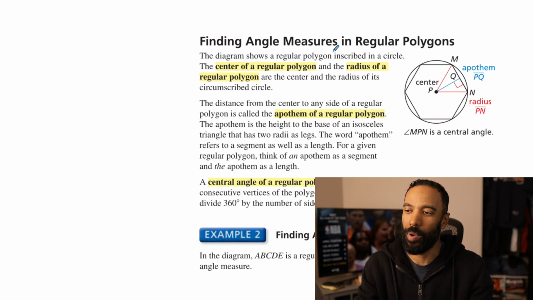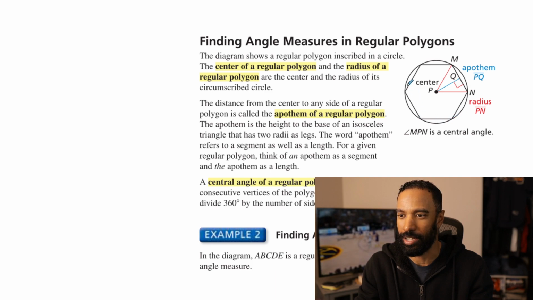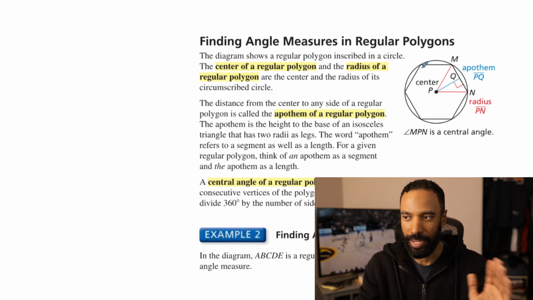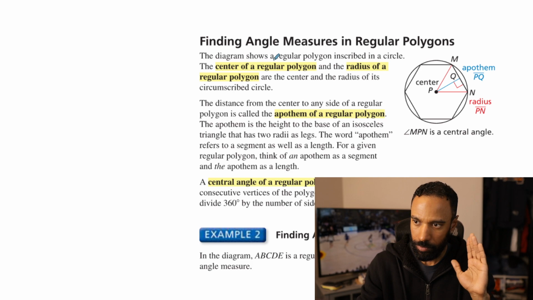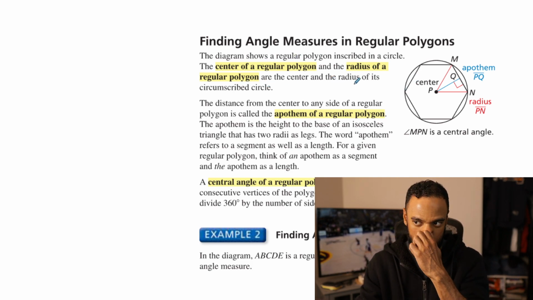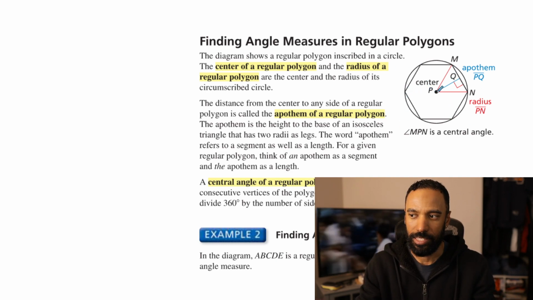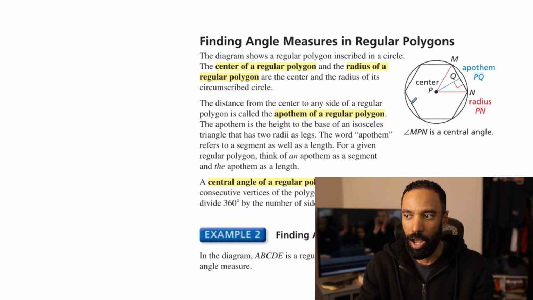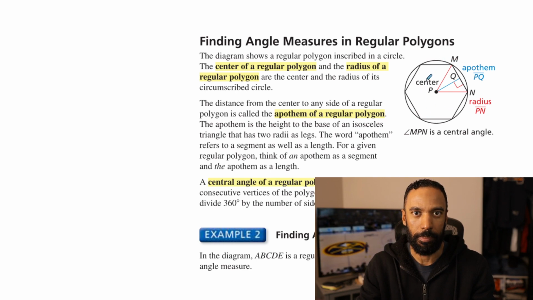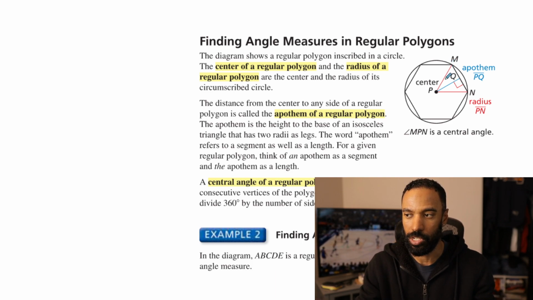The diagram shows a regular polygon inscribed in a circle. So regular hexagon is here, and it's inscribed. The center of a regular polygon and radius of a regular polygon are the center and radius of its circumscribed circle. So in circle P, P is the center. And also, because this polygon's inscribed in it, because it's a regular one, it also has what's called a center. It is equidistant to all of the endpoints and equidistant to all of the sides.